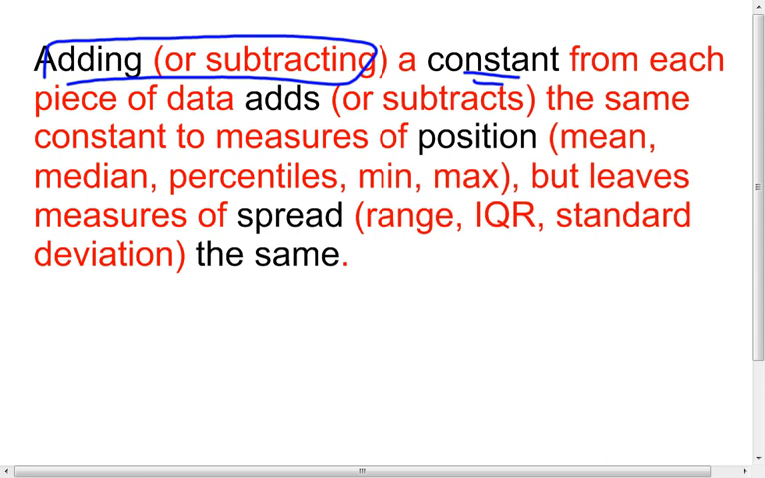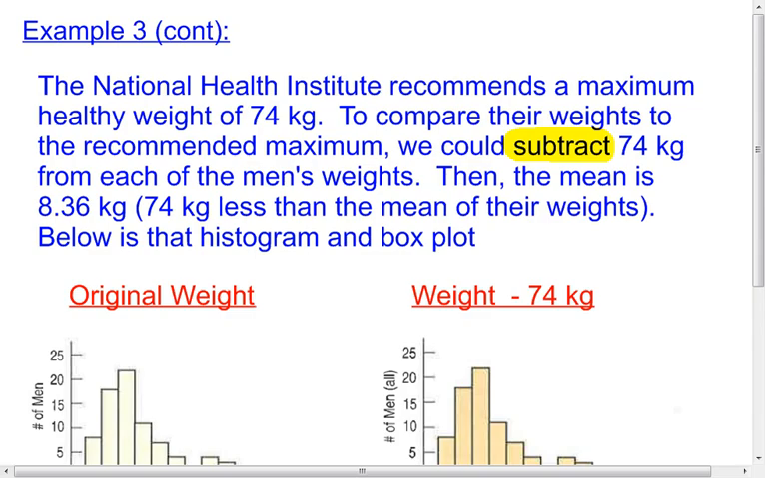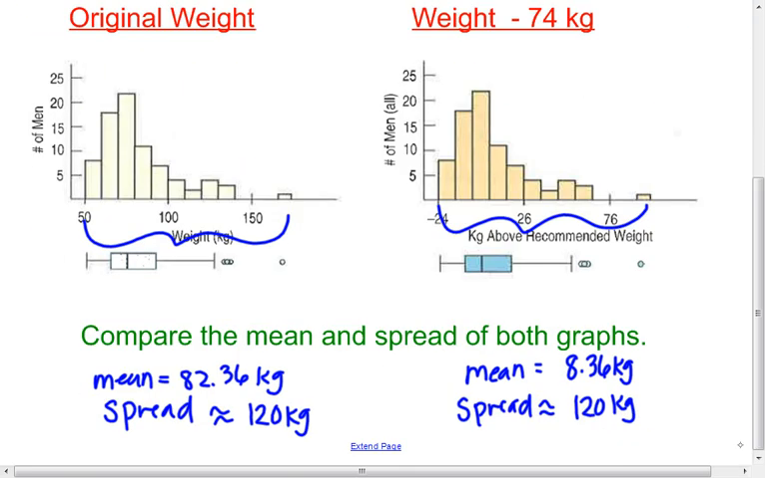Okay? So if you look back here, let's look at this. If you compare the two means, you will notice that the difference between the means is 74 kilograms less on this set of data than it was on the first one. That makes sense because I subtracted the same constant from every piece of data. So when I subtracted 74 from every piece of data, it's going to make my mean 74 kilograms less.